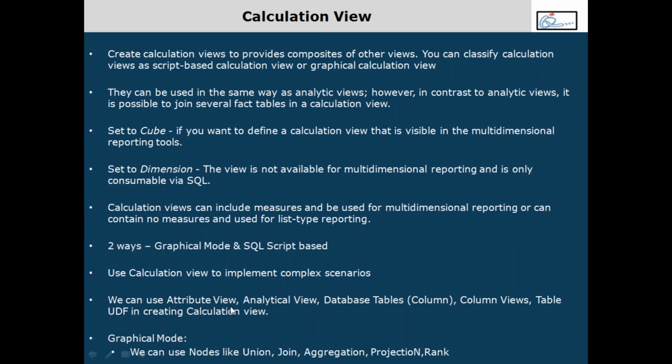But when it comes to calculation views, look at this. I can use attribute views in calculation views. I can use analytical views in calculation views. I can use column store tables or row store tables also, but row store not directly, only indirectly: I can write an SQL on that and get that. But for now, I can get the column store tables. I can include column views also. Say, for example, we have some column views in a schema, a catalog object. The column views also can be used in calculation views.